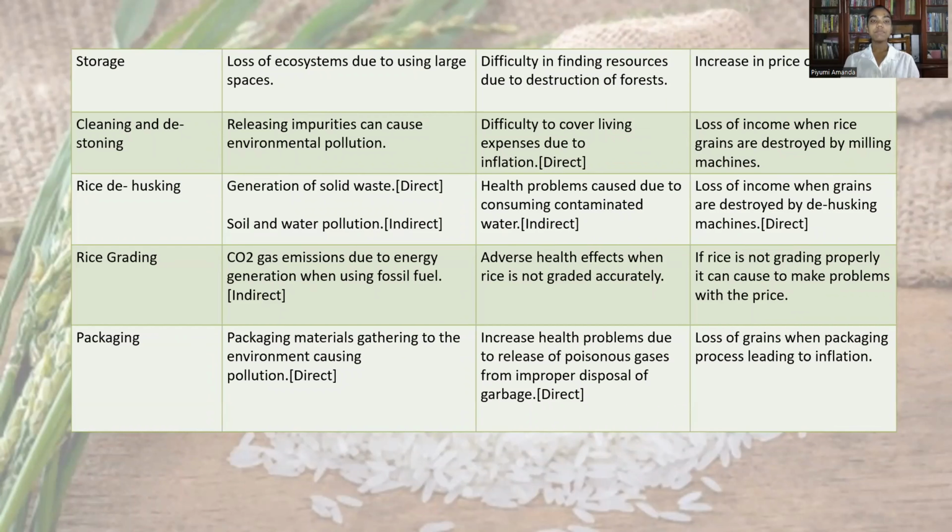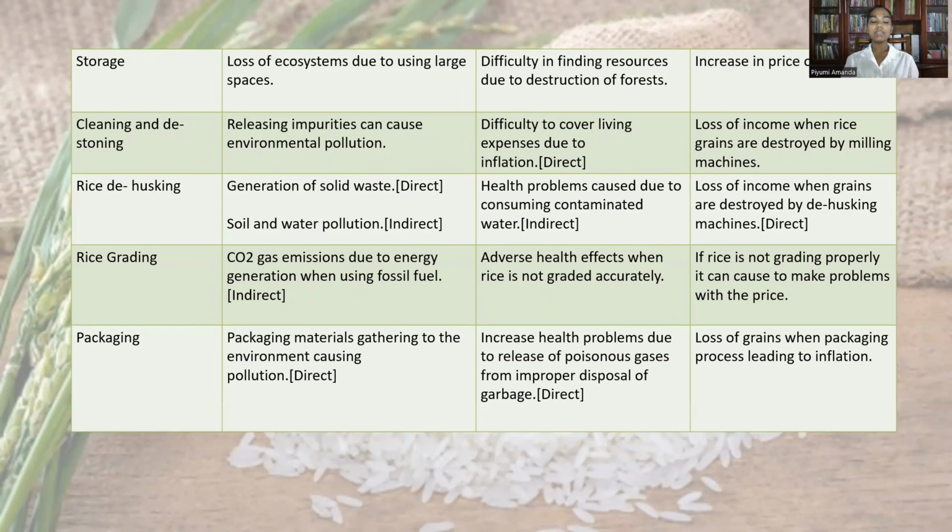The cleaning and destoning step also contributes to environmental pollution. Releasing impurities can cause environmental pollution. Difficulty to cover living expenses due to inflation can be taken as social consequences. Loss of income when rice grains are destroyed by machines like milling machines can be taken as economic consequences.